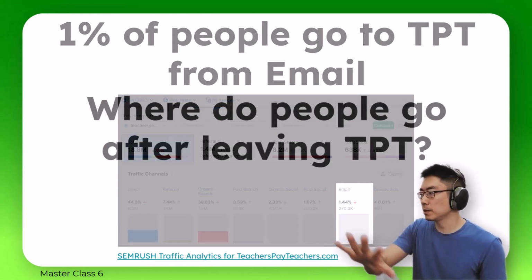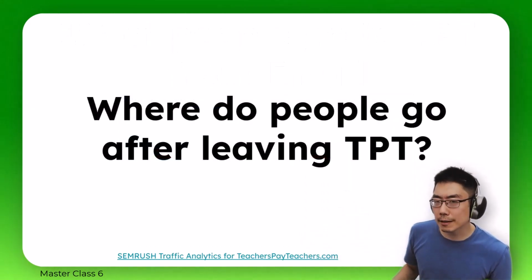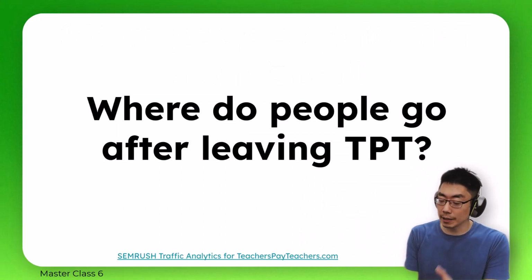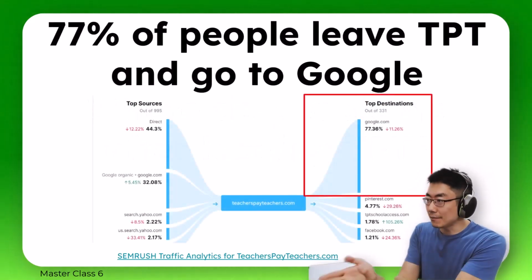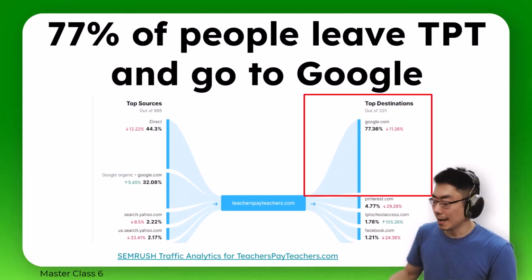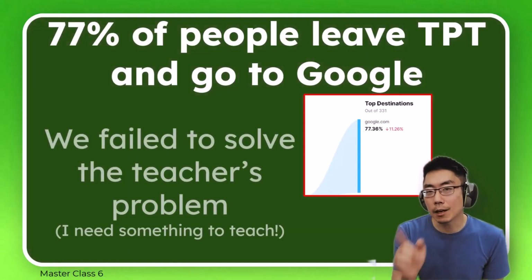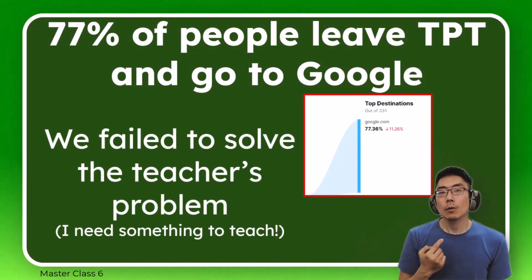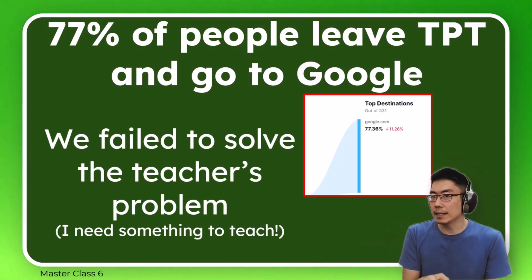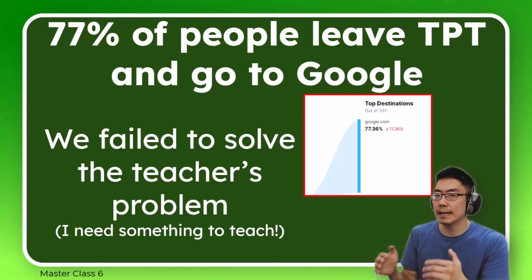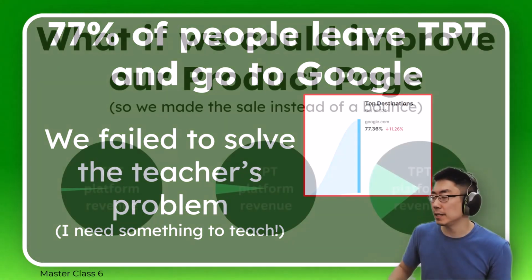Okie dokie. So where do people go after they leave TPT? We know this from Clickstream Data. We know that of the people who leave TPT, 77% of them go to Google. And that means that they go to Google because we, TPT sellers, failed to solve their problem. And so the teacher had to go to Google to find a different solution. I need something to teach.